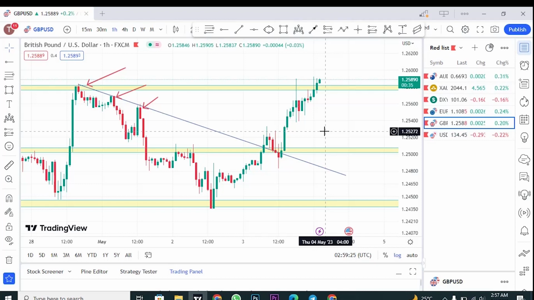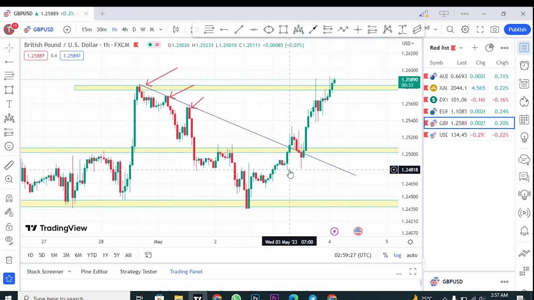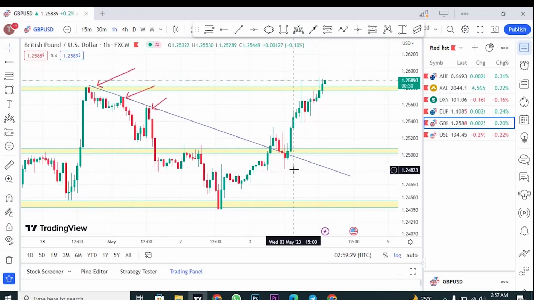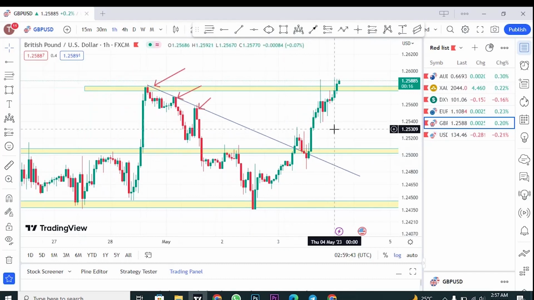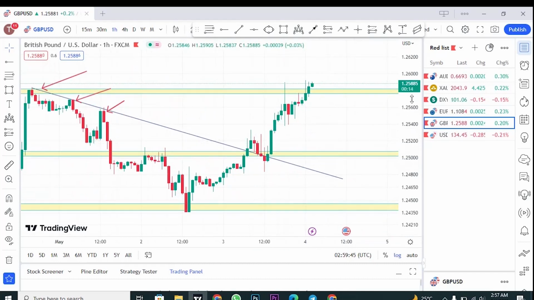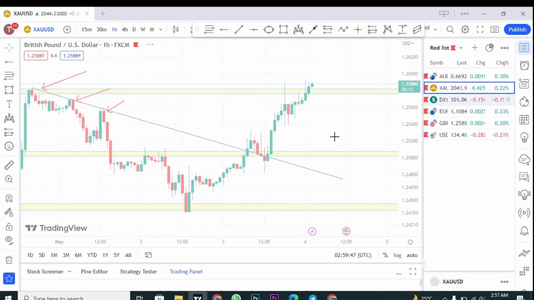Not only GBPUSD, because this setup was really sweet, so I went in so crazy. I took like 3 or 4 positions on GBPUSD, and then a position or 2 on gold. I think it's 1 on gold. So let's move on to gold, and let's see what gold also did.